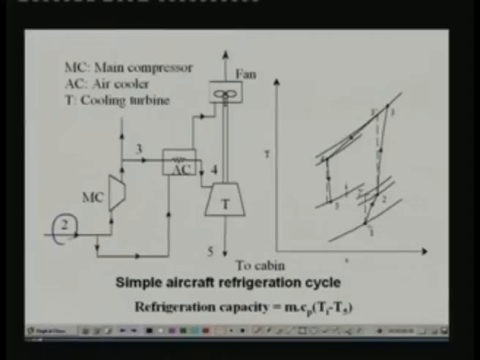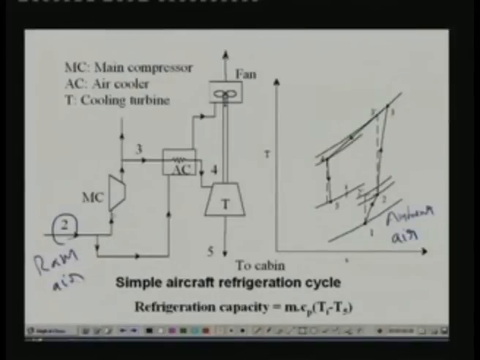So this point 1 is the ambient air. The pressure and temperature of the ambient air are increased due to ram effect. Process 1 to 2 is what is known as the ramming process. During the ramming process, its pressure and temperature increase. So what we have basically at point 2 is ram air.